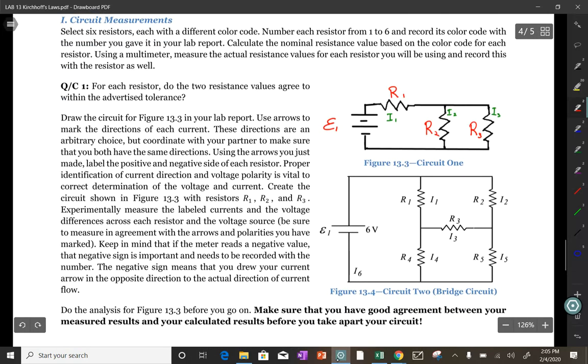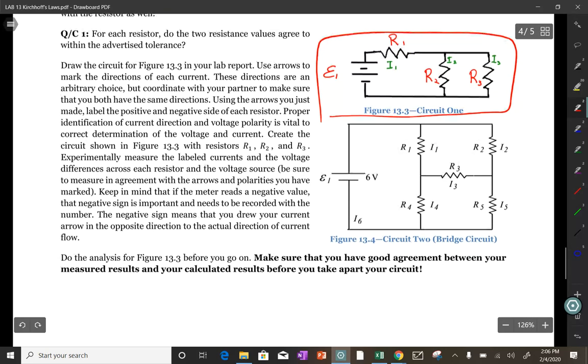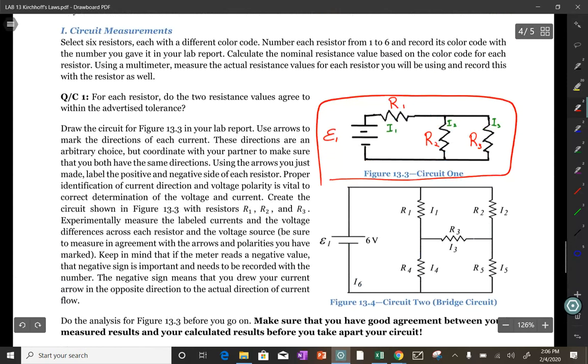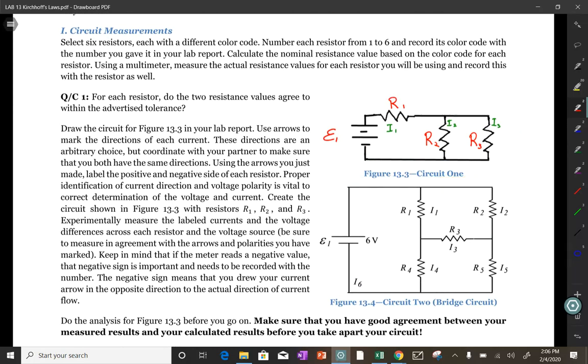First, you're going to make this circuit. So circuit 1. Circuit 1 has, you have to answer things like how many essential nodes it has, how many meshes it has. Notice down here, identify all the essential nodes and meshes for each of them, and then it asks you questions about them. On your diagram, notice that I have labeled I1, I2, I3, R1, R2, R3, okay? Make sure you have written down R1 equals red, blue, white, red, white, and blue. And then calculate what that should be.